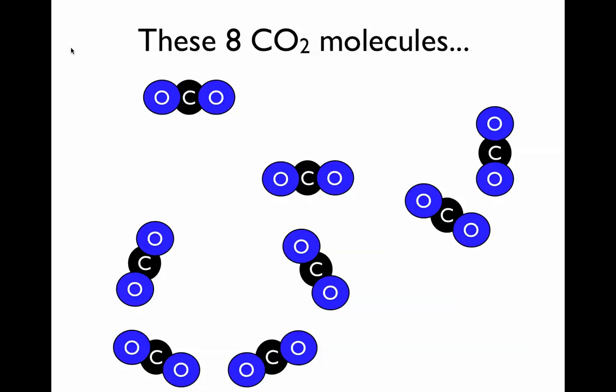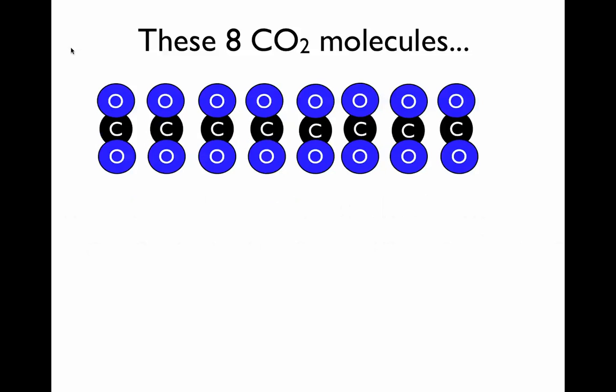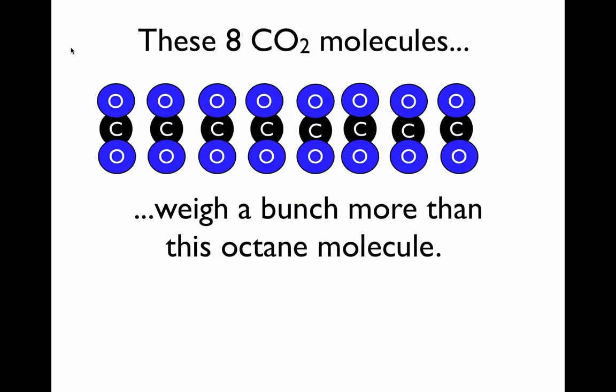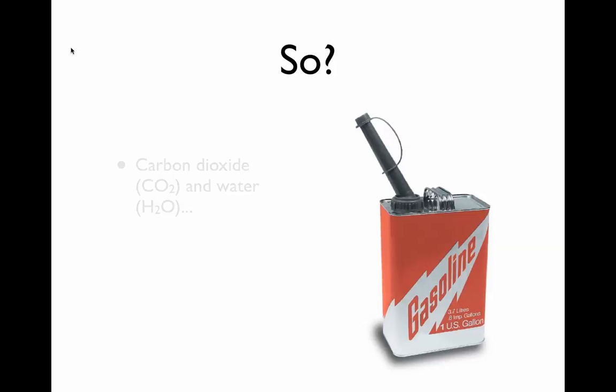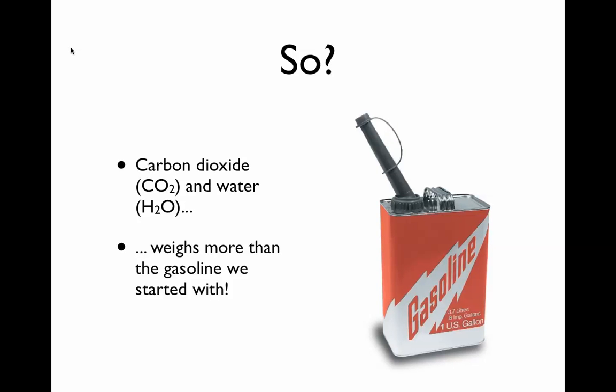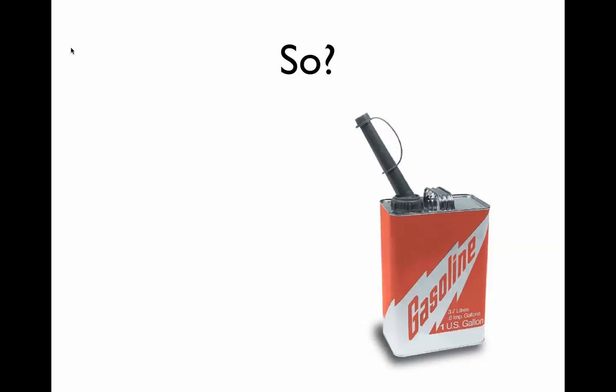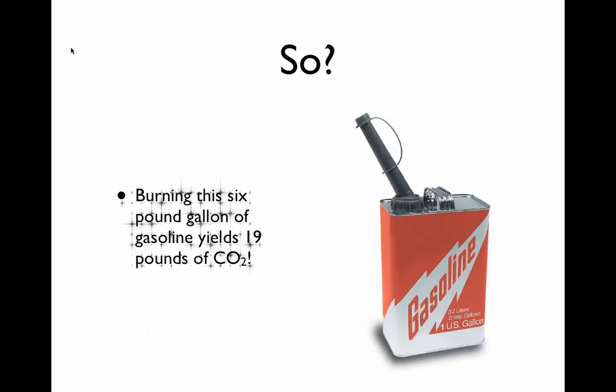And these molecules that we've ended up with weigh a whole bunch more than this octane molecule. So, when you look at the carbon dioxide and water, it weighs more than the gasoline that we started with. Being more specific, burning this 6-pound gallon of gasoline yields 19 pounds of CO2. Again, I say, wow.